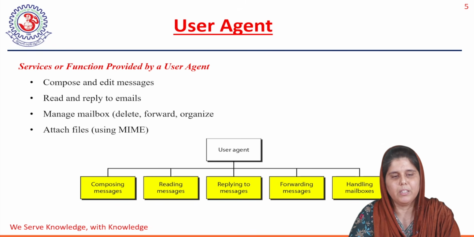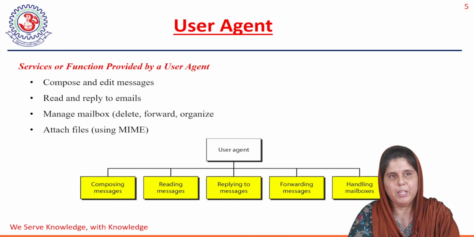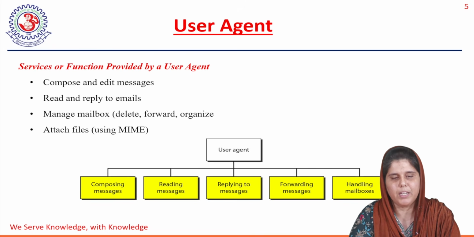The various functions or services provided by the user agent are, as I told previously, to compose and edit messages, read and reply to emails, manage mailboxes, that is deleting, forwarding, and organizing the mails, and finally attaching files. For example, if we have plain text, then we don't need the MIME protocol. If we want to attach any other extra files, such as images, audios, or videos, we can also attach them in our mail. This full work is done by the user agent.